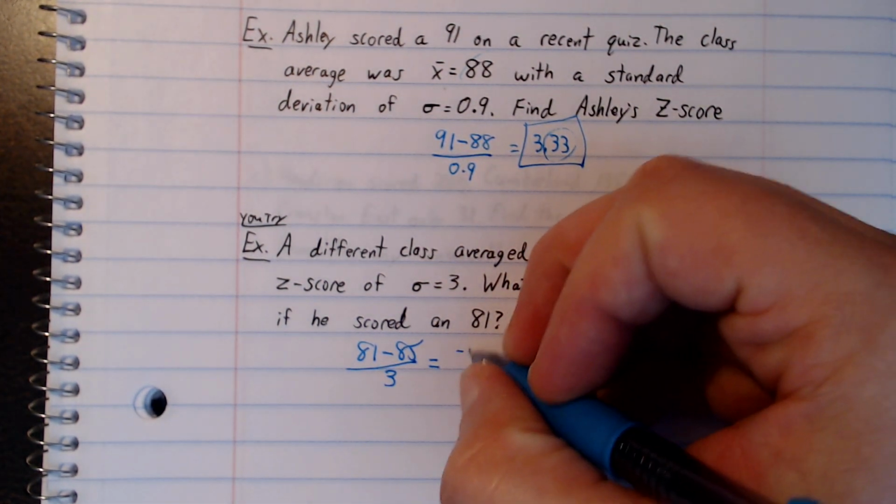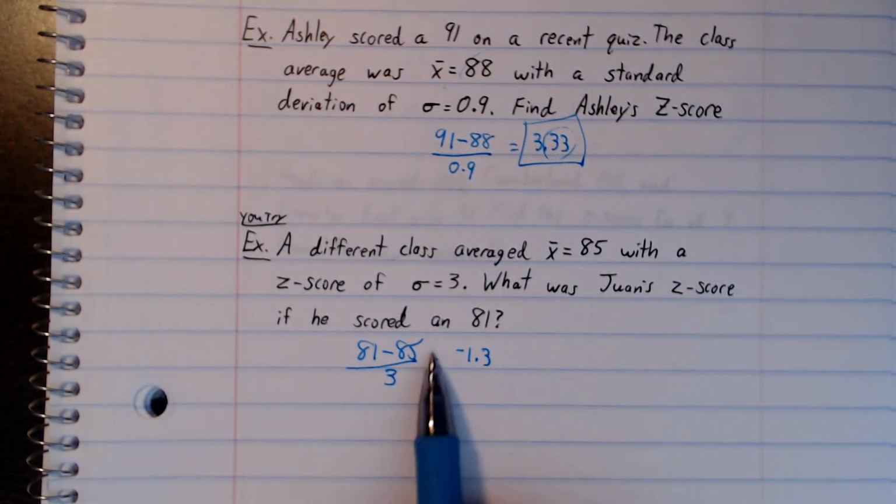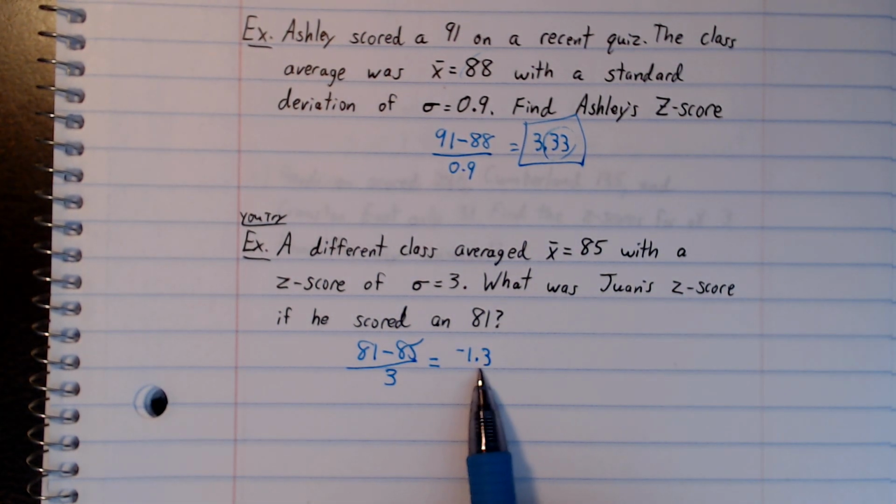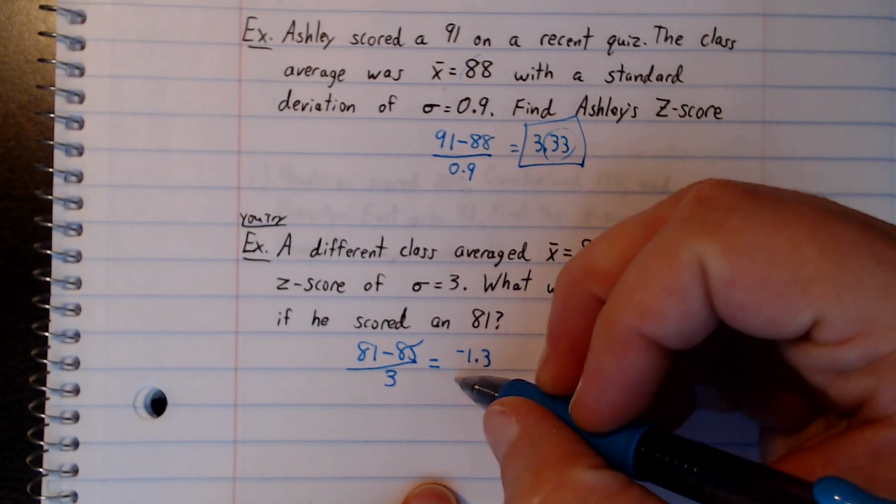Here we get negative 1.3. So he wasn't that far away. He was a little bit more than one standard deviation away, but he was still pretty close to the average.